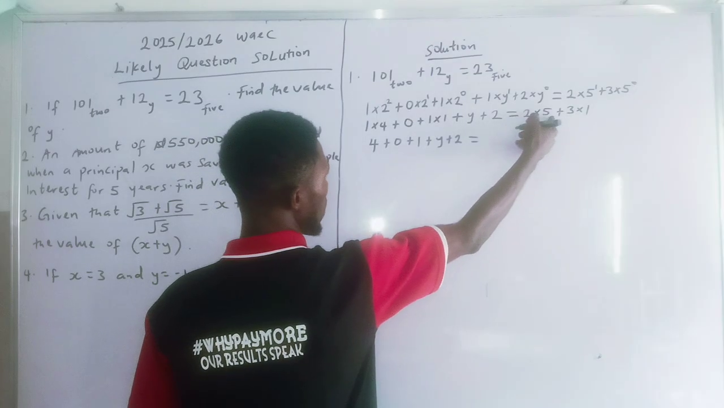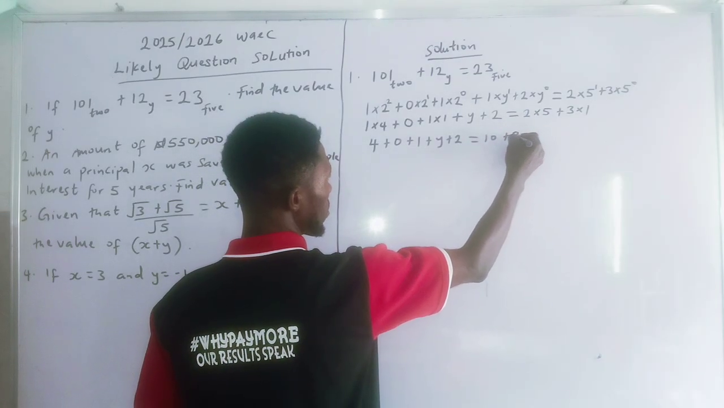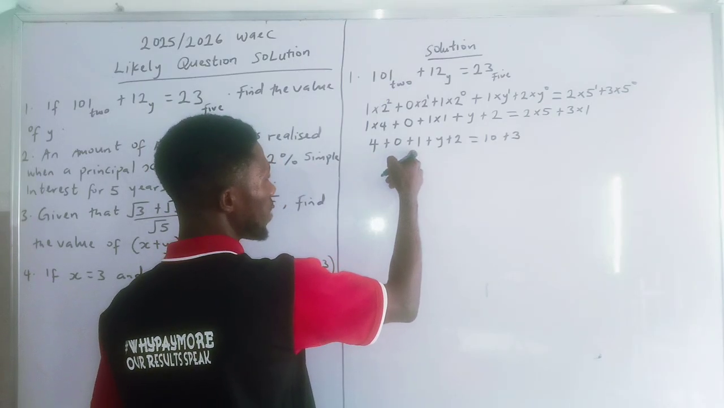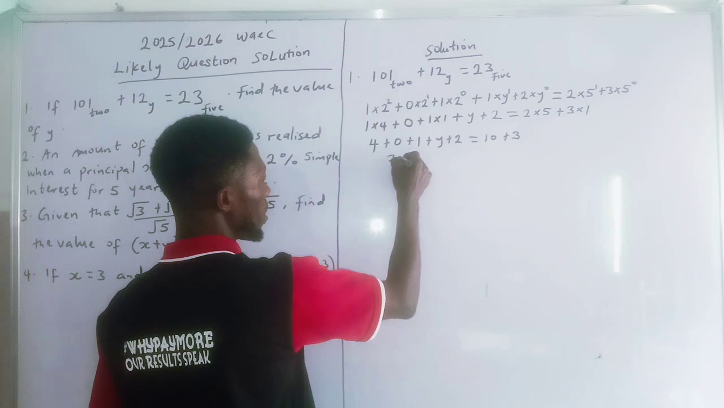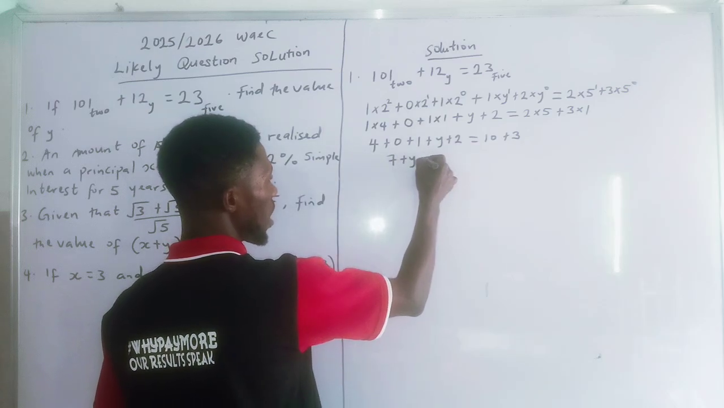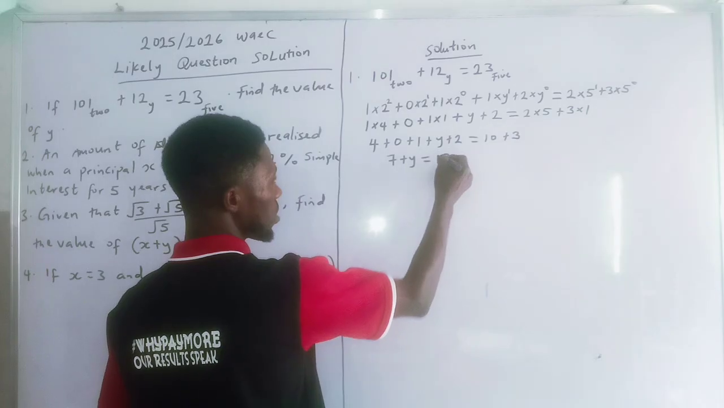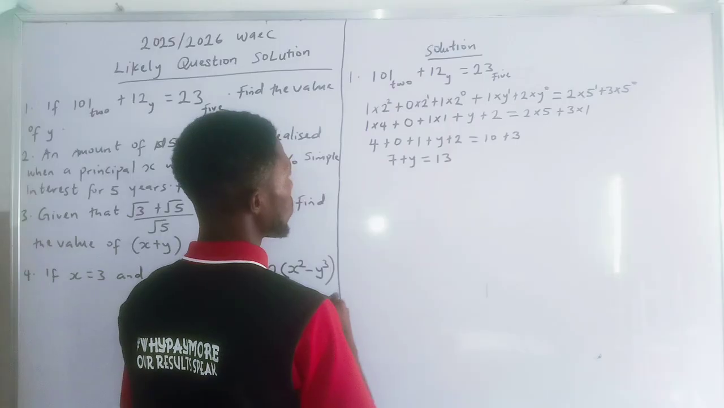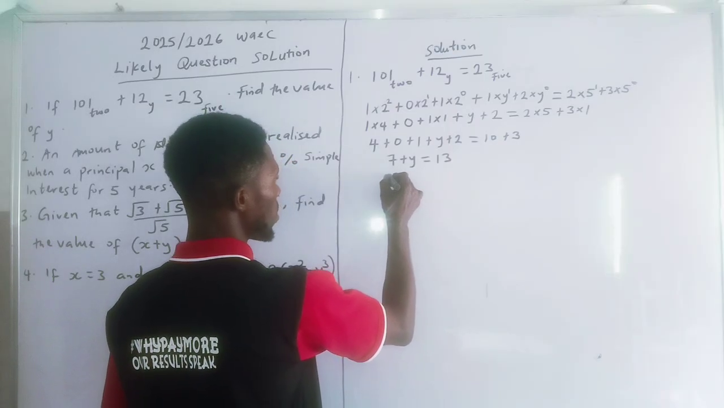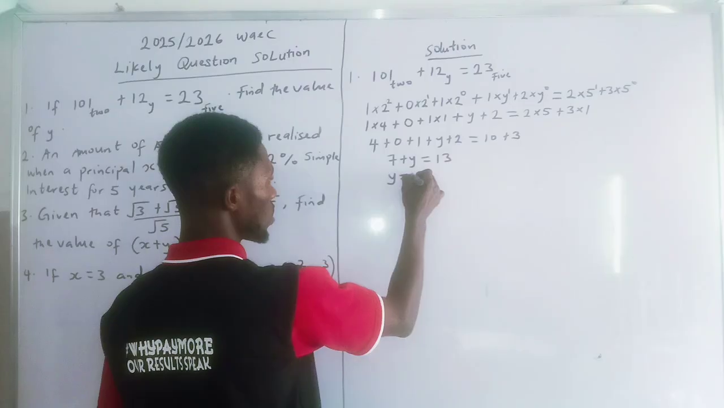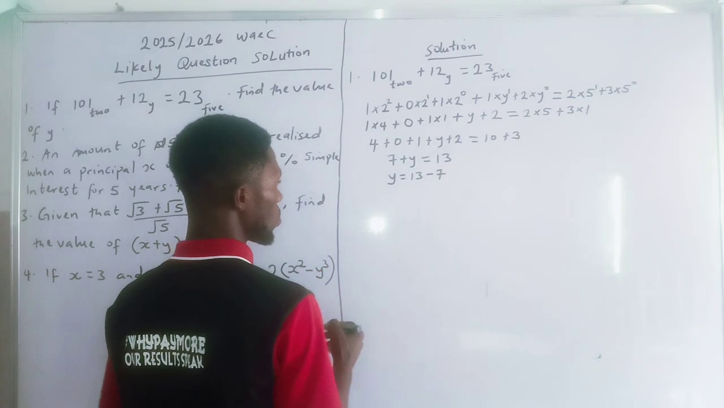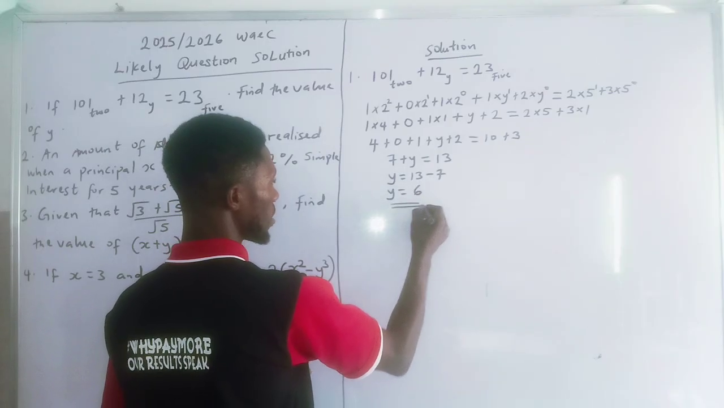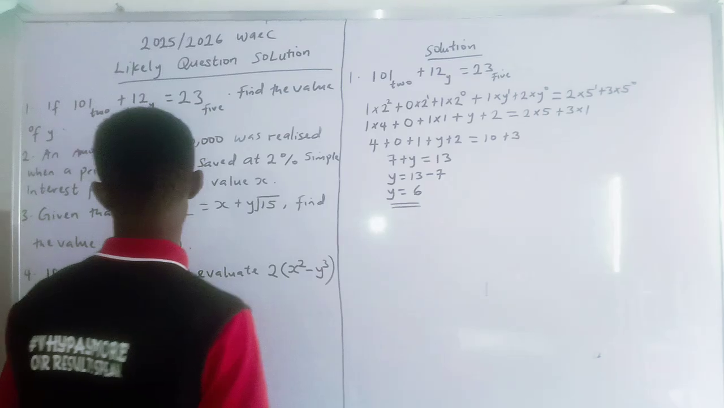Then equals 2 times 5 is 10, then plus 3, because 3 times 1 gives us 3. From there we have 4 plus 0 plus 1 is 5, plus 2 is 7, then plus y, equals 13, because 10 plus 3 gives us 13. So we collect the like terms and make y the subject of the formula. Then y is equal to 13 minus 7, so your y will now be equal to 6. That is the answer. So we go to the next one.